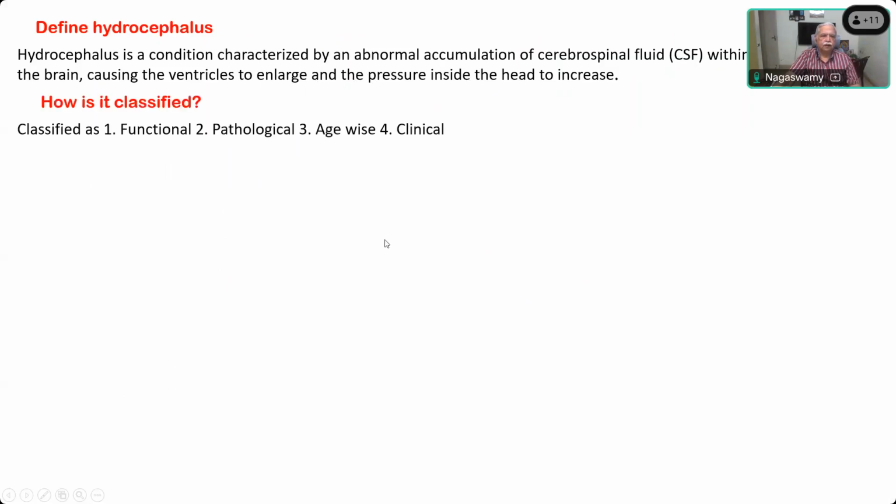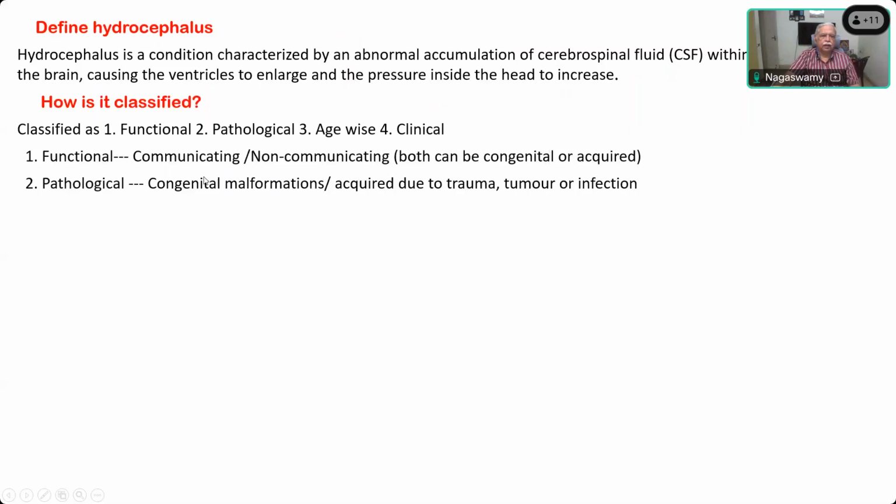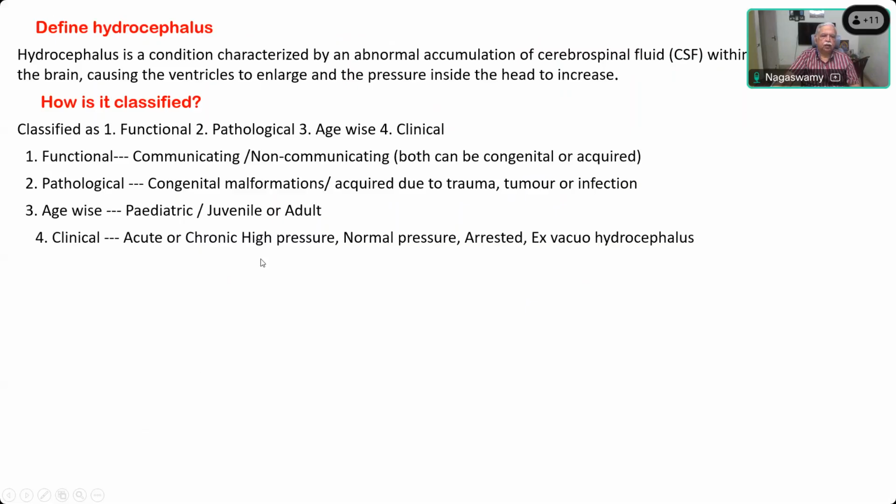So it is classified as functional, pathological, age-wise, and clinical presentation. The functional, it can be communicating, non-communicating, and both of them can be either of congenital origin or acquired origin. Pathological, it is usually the congenital malformations or acquired due to trauma, tumor, or infection. And age-wise, it can be pediatric or juvenile or adult. And clinical, it can be acute or chronic high pressure, normal pressure, arrested hydrocephalus or ex vacuo hydrocephalus. These are the four categories.